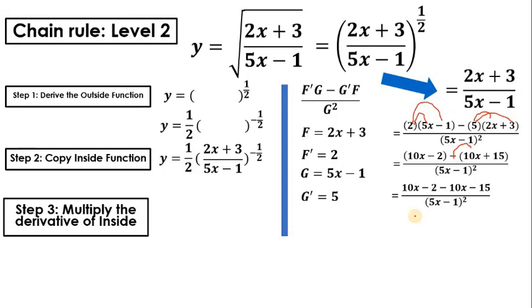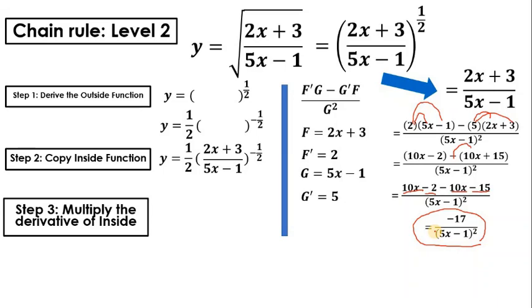Same thing, you have to continue simplifying. Observe that I have positive 10x here and negative 10x, so we get the difference of the two, that is 0. What remains is the negative 2 and the negative 15. Negative 2 minus 15 is negative 17. And just copy your denominator. In short, using the quotient rule, that is the derivative of your inside function. The derivative of your inside function is negative 17 over the quantity of 5x minus 1 squared.